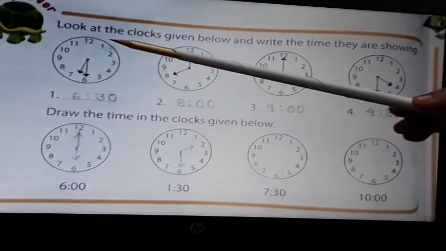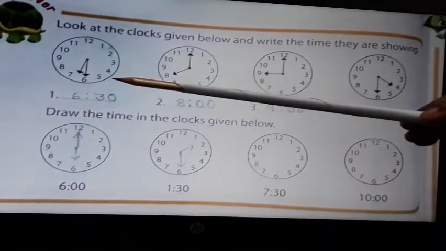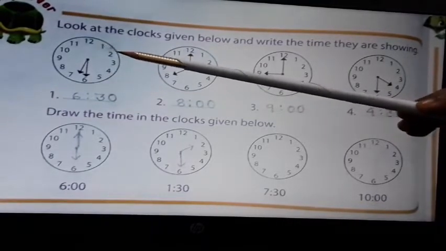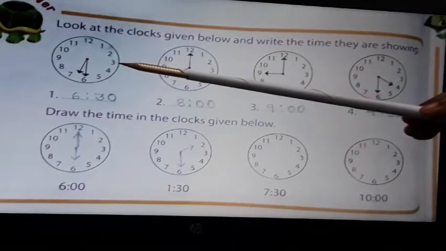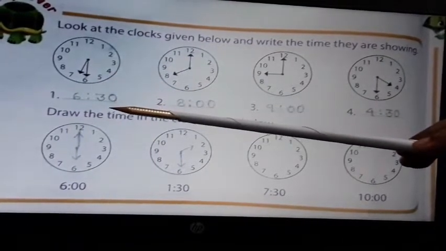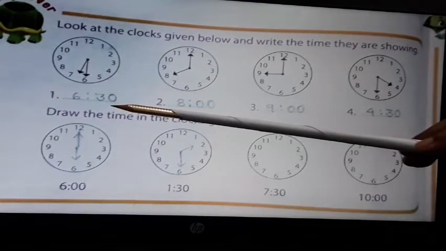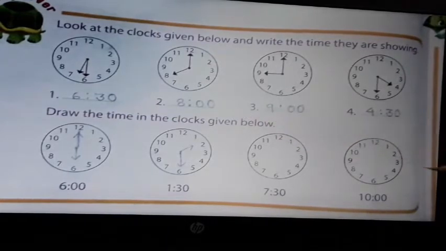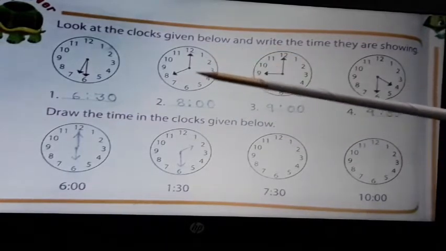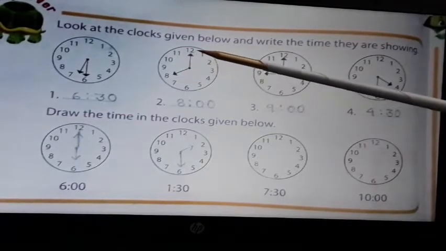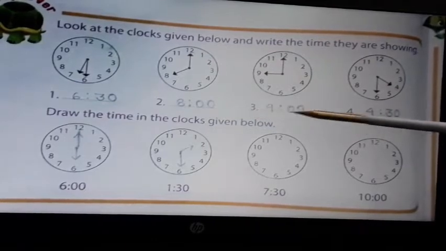So let us count how many minutes have passed after 6 o'clock. From 12 to 1, 5. From 1 to 2, 10, 15, 20, 25, 30. So the time is 6:30. Or you can say 30 minutes past 6. In the second question, you can see the hour hand is pointing towards 8 and the minute hand is pointing towards 12. So the time is 8 o'clock.